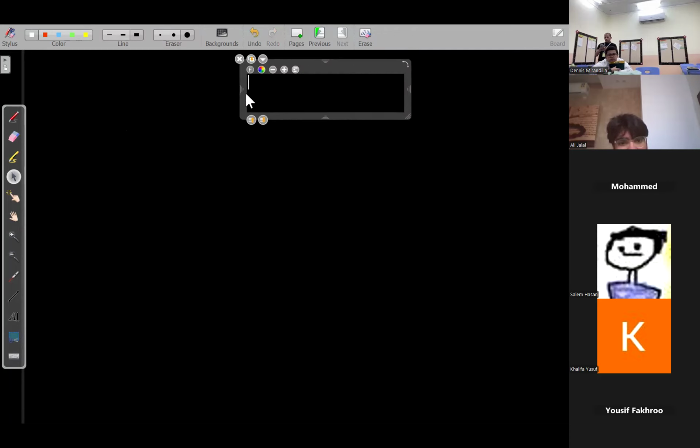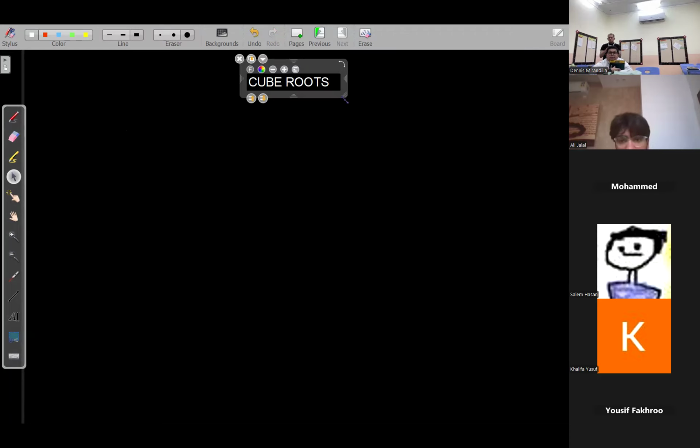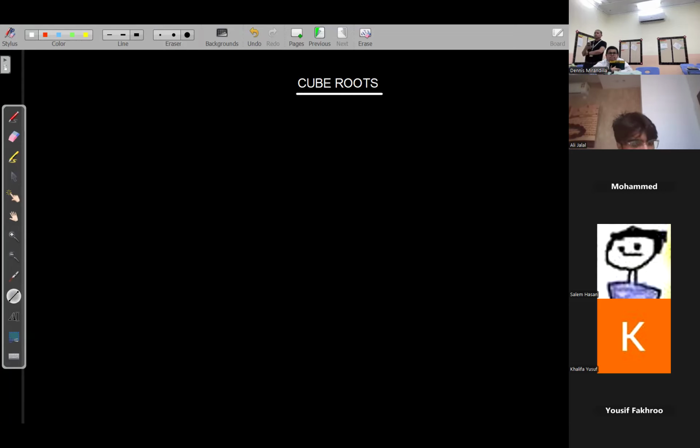Let's see what you can do with cube roots. How many of you understand what cube roots are? It's when the power is 3. For example, 8 is 2 cubed, which means the cube root of 8 is 2. Are you getting it, guys? That is what it means with the cube root. Now, as far as this is a single digit, it is okay.